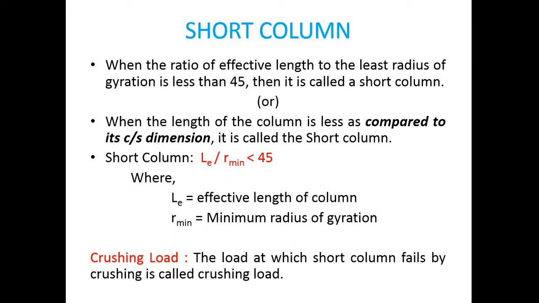Here you can see the relation LE divided by R minimum less than 45, where LE is the effective length of the column and R minimum is the minimum radius of gyration. If a column satisfies LE by R minimum less than 45, that is called a short column. Now one more term you have to study is the crushing load. Crushing load is the load at which a short column fails.